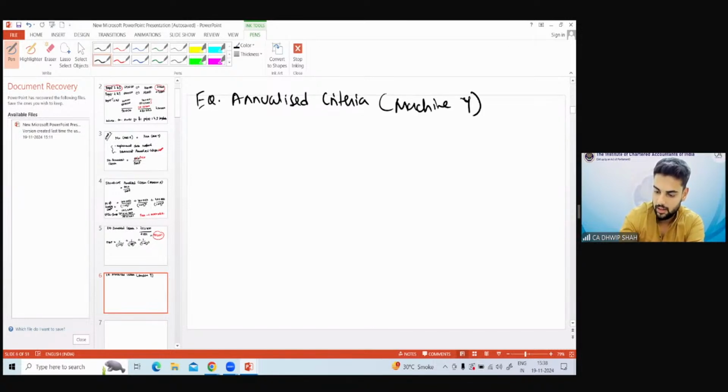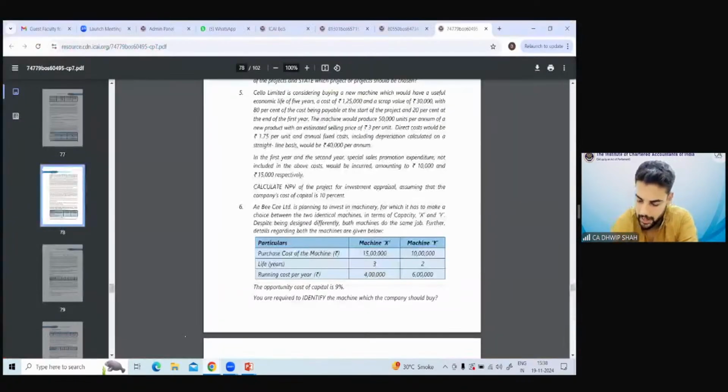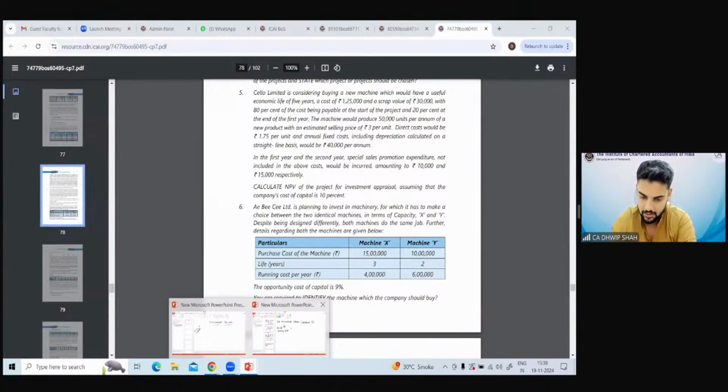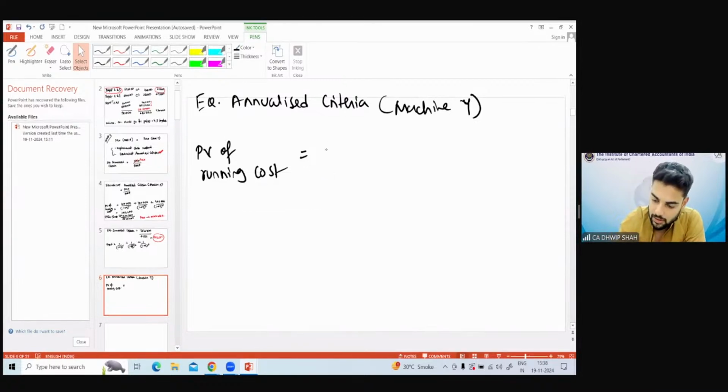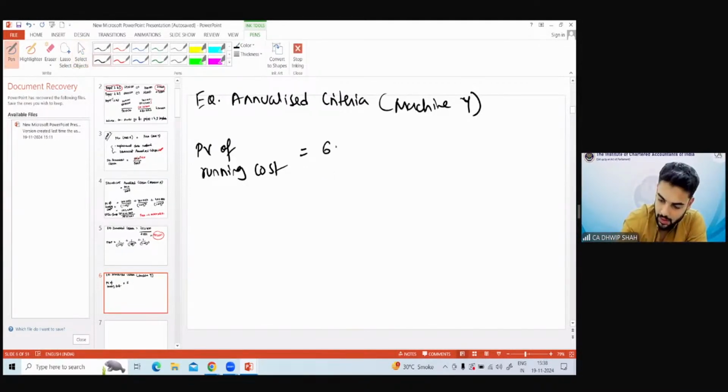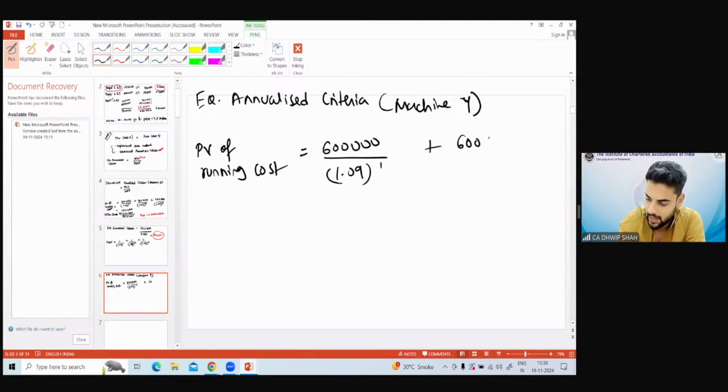Okay? So once again, we will calculate the PV of running cost per annum, and the running cost of machine Y per annum is 6 lakh. So 6 lakh divided by 1.09 raised to 1 plus 6 lakh divided by 1.09 raised to 2. Life is 2 years.